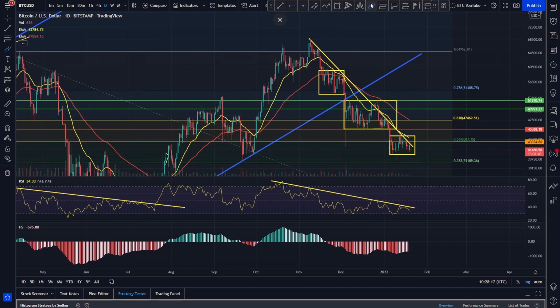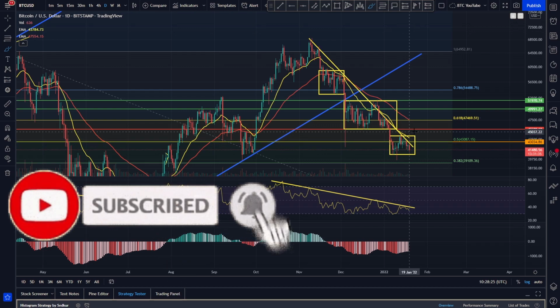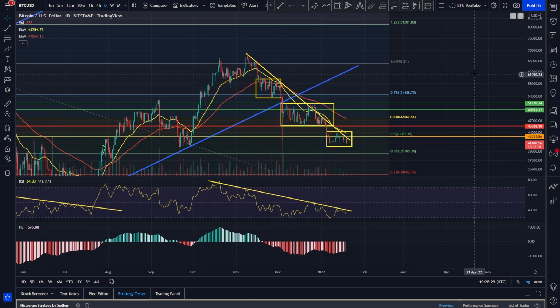pretty damn soon. And if that is the case, then obviously we'll get the breakout, hopefully come back up, break this resistance line that we've been stuck under for a while, come up to the top of the range, break out, backtest, and then start making our way back up through our fibs basically.